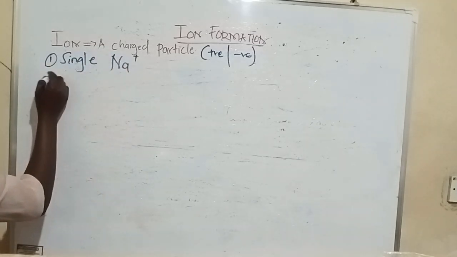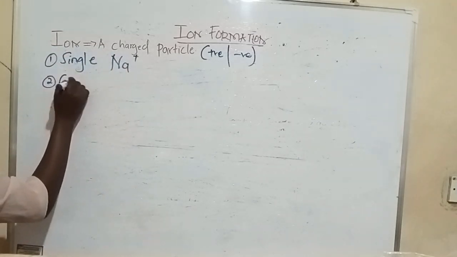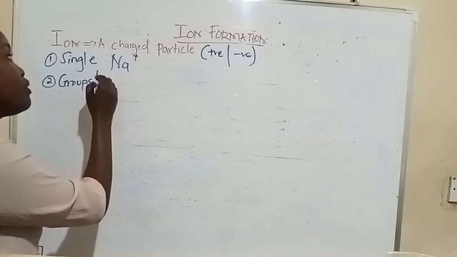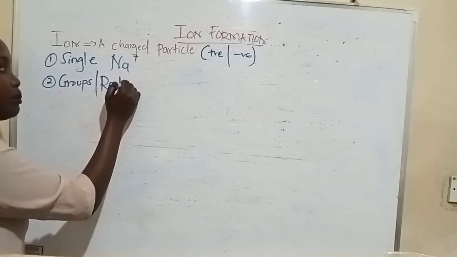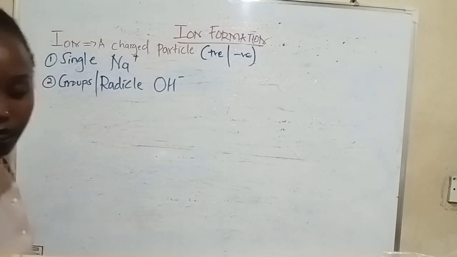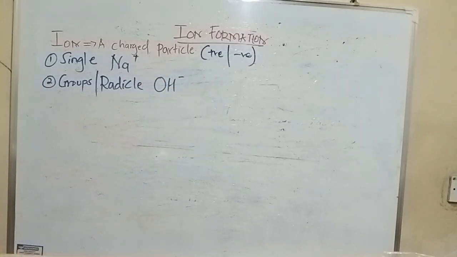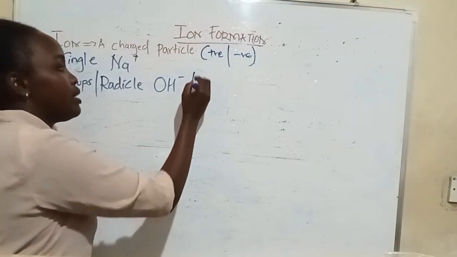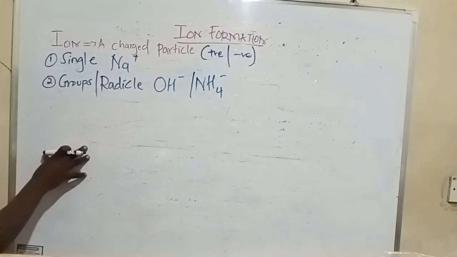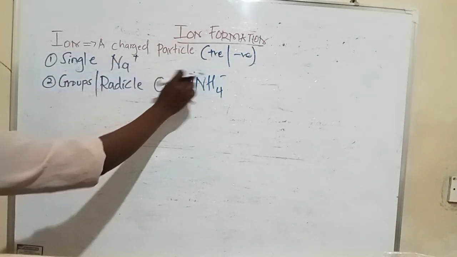And then we have ions that exist in groups. These ones that exist in groups are what we refer to as radicals. For example, the hydroxide radical, or we can even talk about the ammonium radical. These ones are the grouped ions. So you can see we have the charges there.